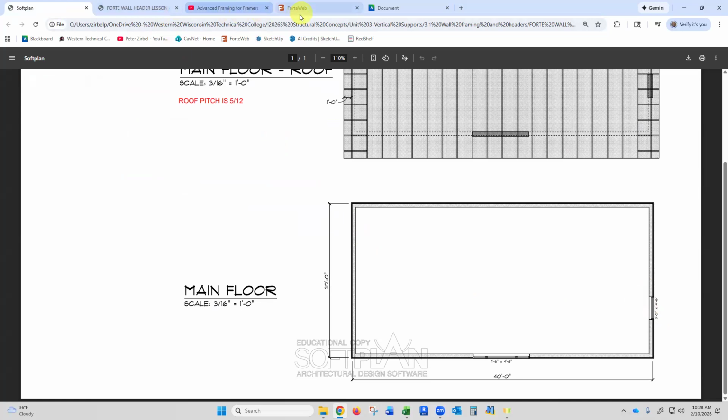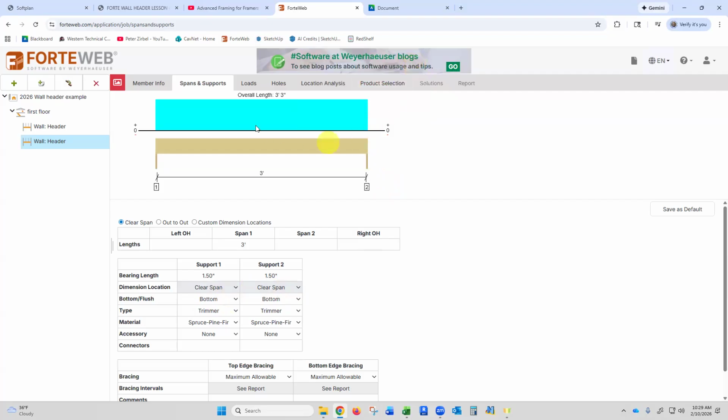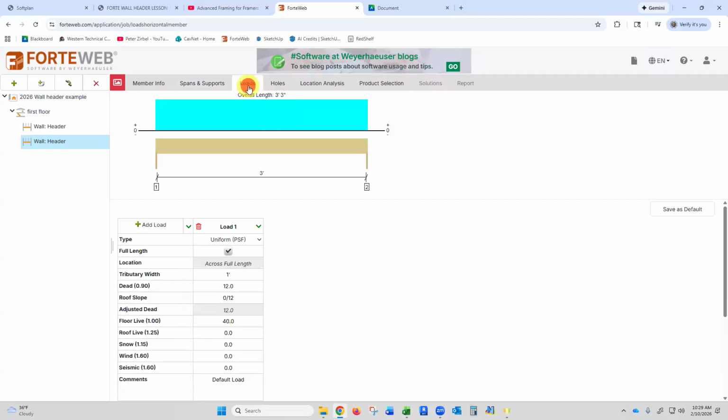So let's go back into Forte Web and we're going to keep it at clear span. We're going to type in 3. And we're going to keep the bearing length at 1.5 inches because again, by code, we don't need to do more than that. Bottom trimmer, spruce pine fir. I don't have to change any of that. So you can see this goes pretty fast. We got to get our loads down right.